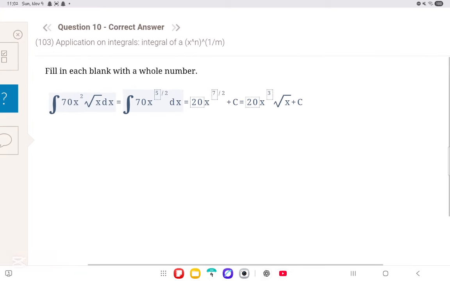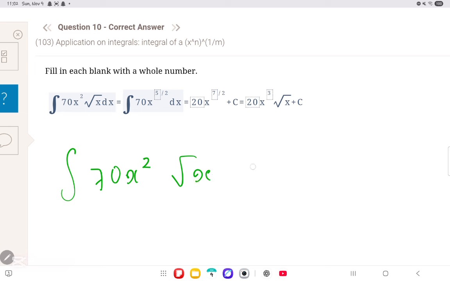They want us to integrate this. So integration of 70x squared, the radical x dx. Radical x, I can't keep it like this. I need to change it into an exponent. So x to the power of half. Now, these are multiplied by each other, so I can basically add the exponents together, right? So 2 plus 1 over 2. What will this give me as an answer? This will give me 5 over 2. So now my whole integration is for 70x to the power of 5 over 2. Again, what did I do? I simplified this and then I multiplied them. Because they're exponents, you add them together, and I got 70x to the power of 5 over 2.